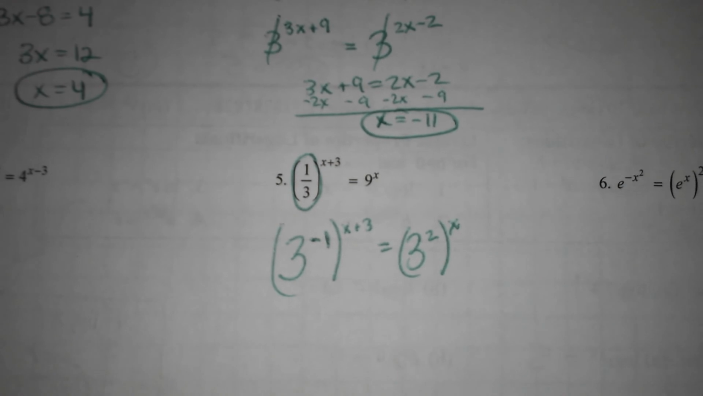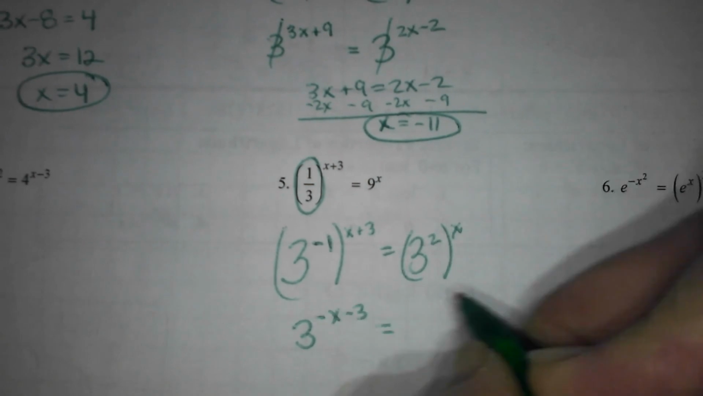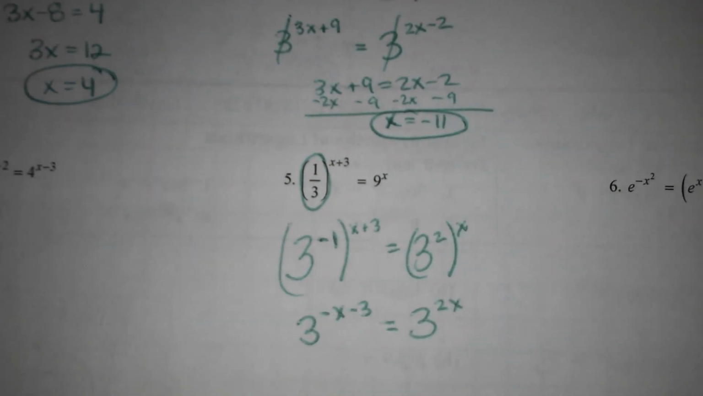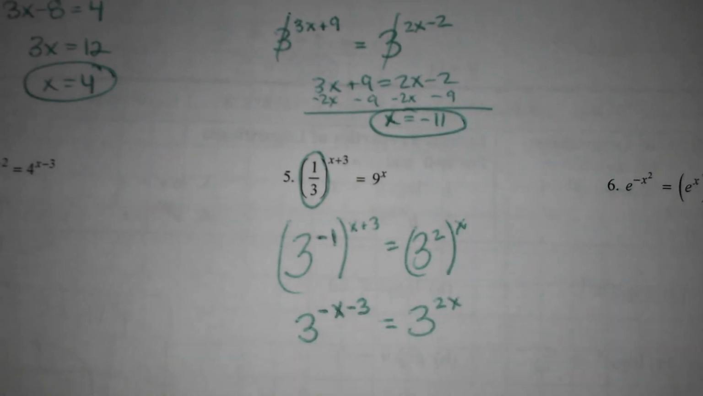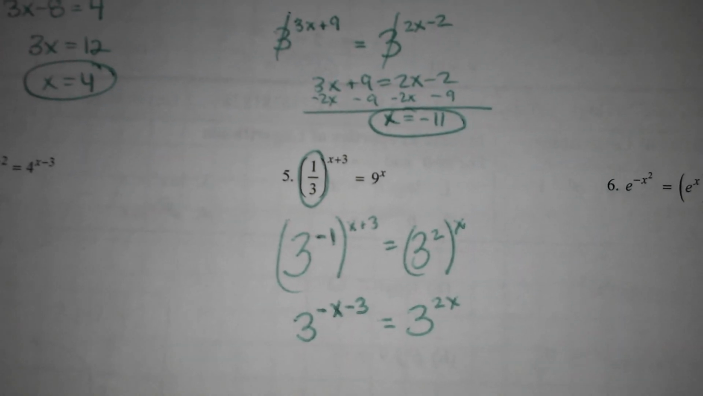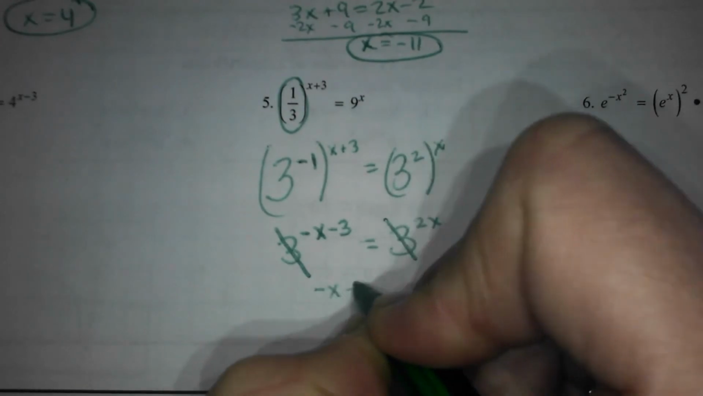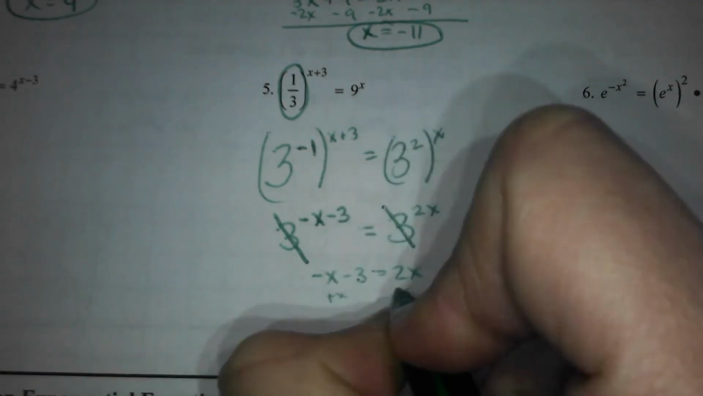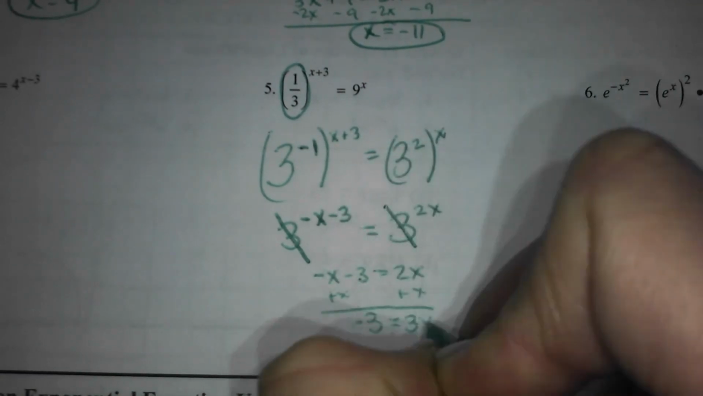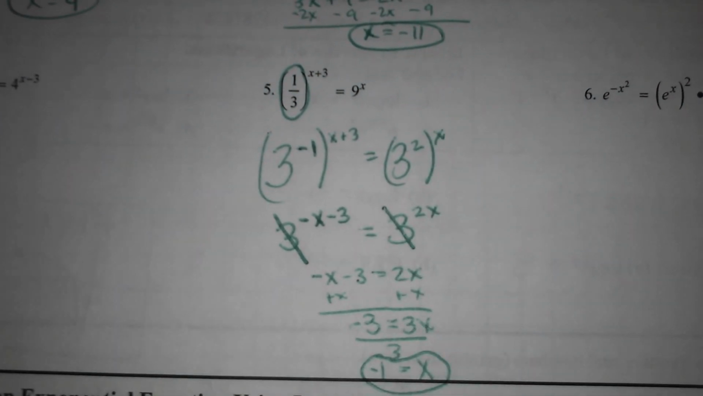So when you multiply those exponents, you're going to get 3 to the negative x minus 3 and 3 to the 2x. And your 3's cancel. Get all your x's on the right, so add x. Divide by 3, x equals negative 1. Yep.